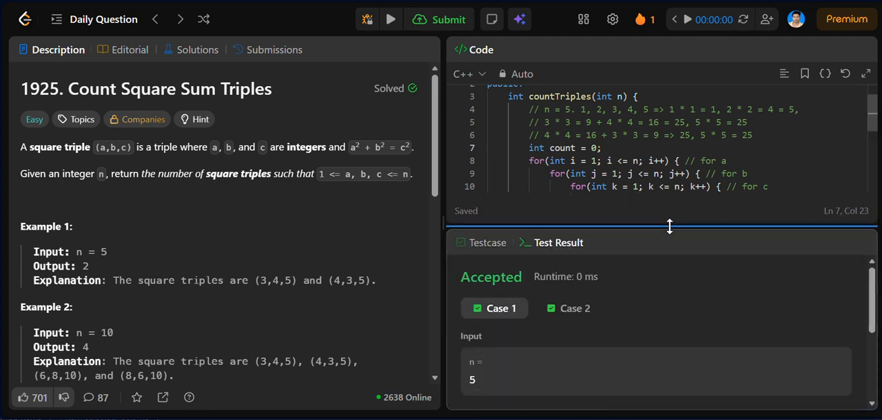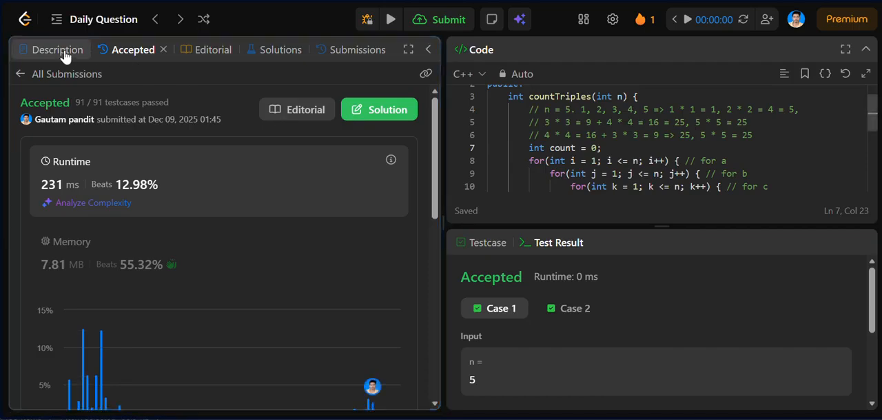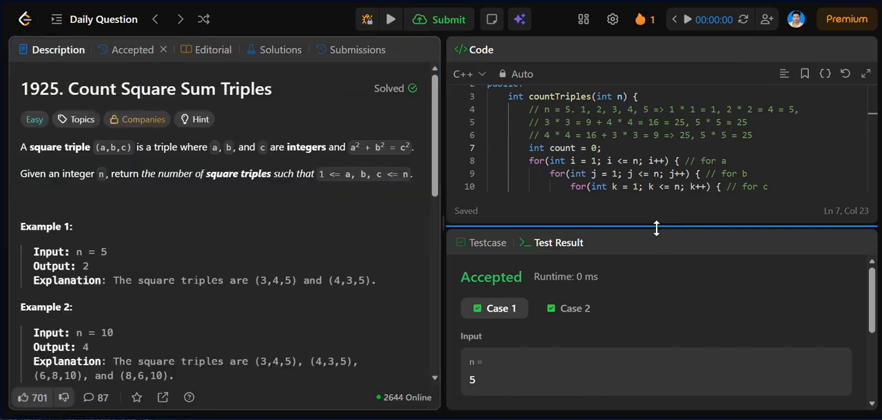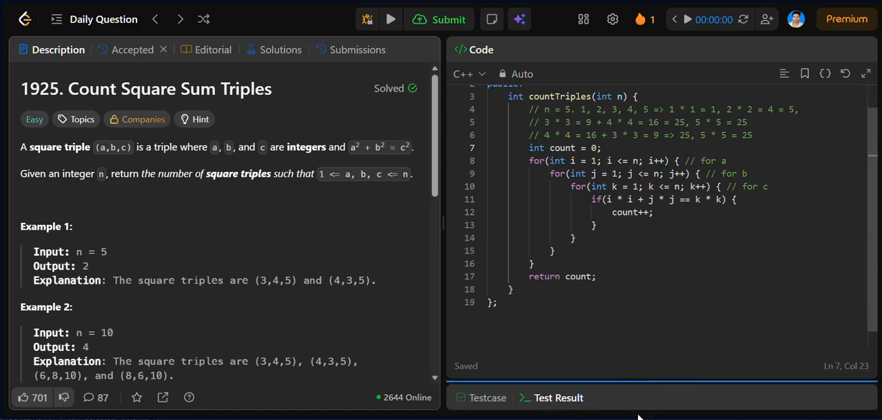Yes, it will run correct. And then yes, correct one. Now this is the brute force approach. So that is good, but now can we optimize?